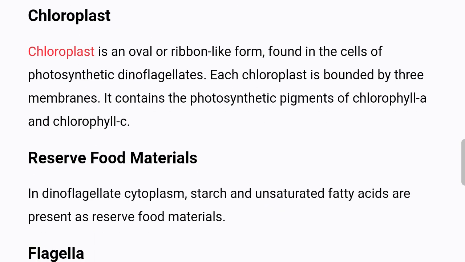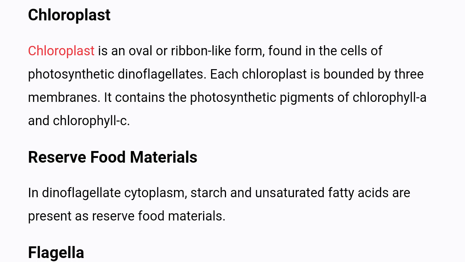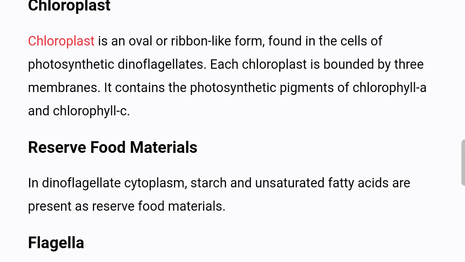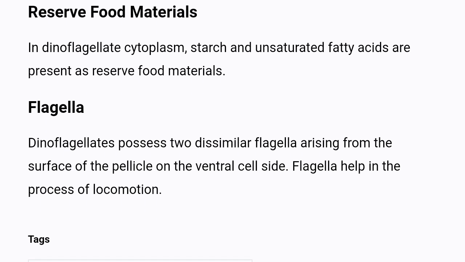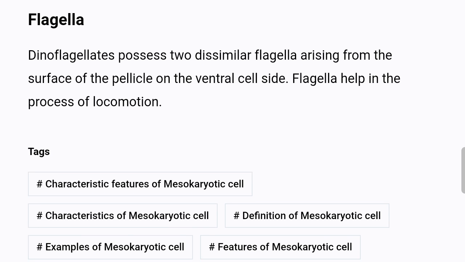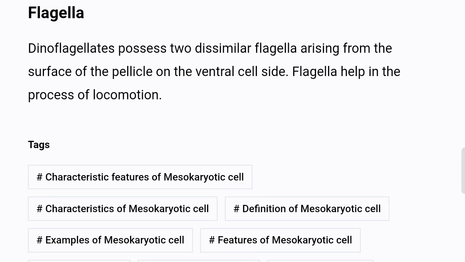Chloroplast. Chloroplast is an oval or ribbon-like form found in the cells of photosynthetic dinoflagellates. Each chloroplast is bounded by three membranes. It contains the photosynthetic pigments chlorophyll a and chlorophyll c. Reserve food materials. In dinoflagellate cytoplasm, starch and unsaturated fatty acids are present as reserve food materials. Flagella. Dinoflagellates possess two dissimilar flagella arising from the surface of the pellicle on the ventral cell side. Flagella help in the process of locomotion.